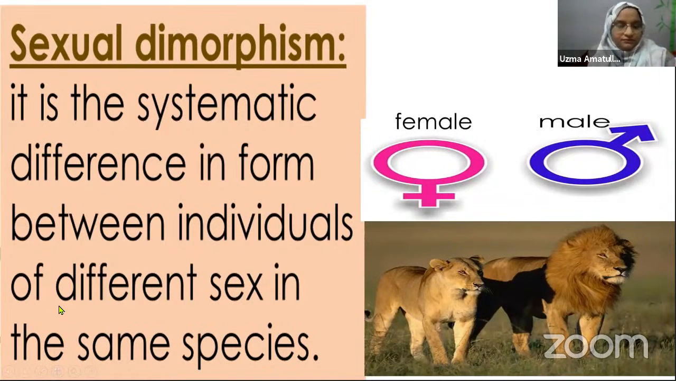Sexual dimorphism. Sexual dimorphism means in the same species, the male and the female, the different sexes, will look different. Here, this symbol, a circle with an arrow, is used to represent a male, and a circle with a plus sign is used to represent a female. So this is a male and female, lion and lioness. You see how different they are in structure, in shape, and in form. Sexual dimorphism is the systematic difference in form between individuals of different sex in the same species.